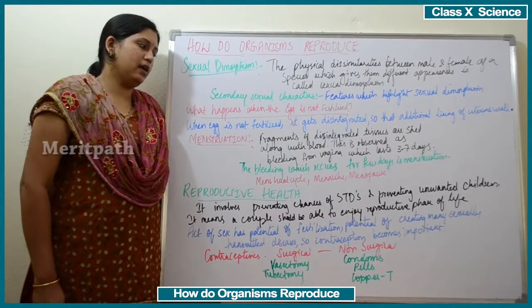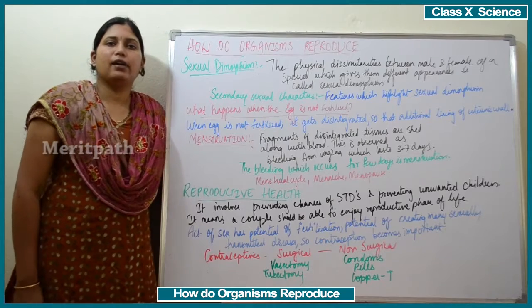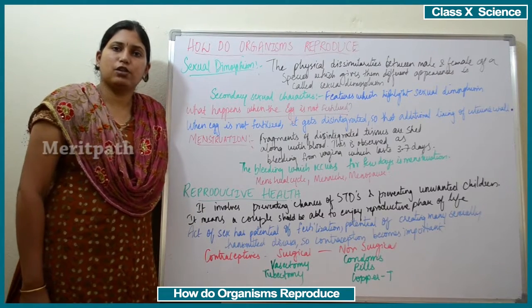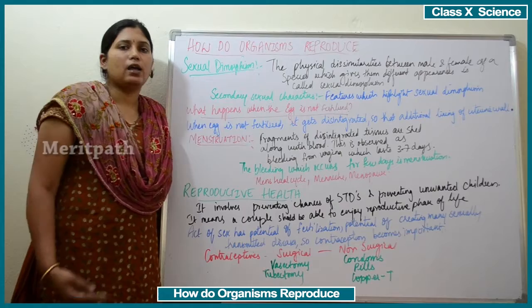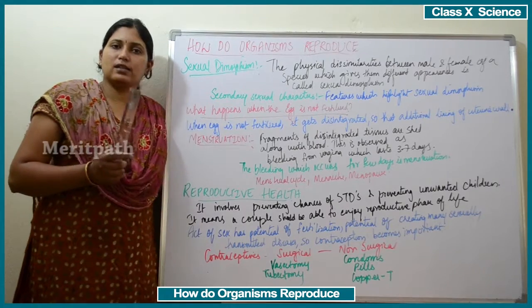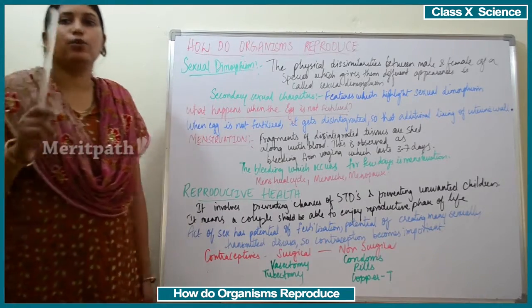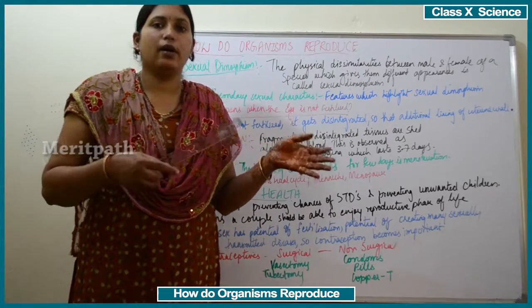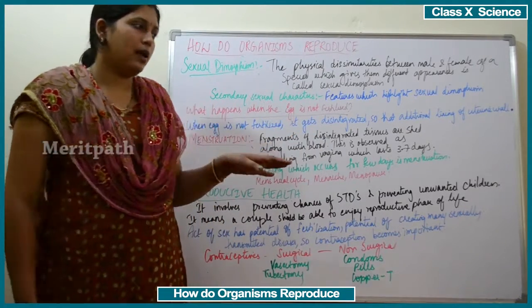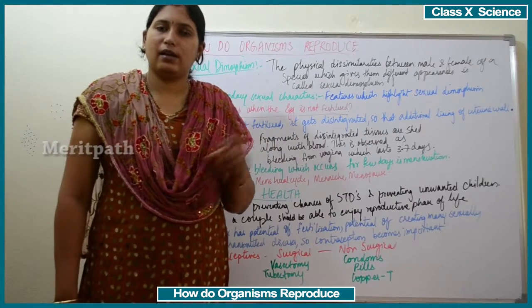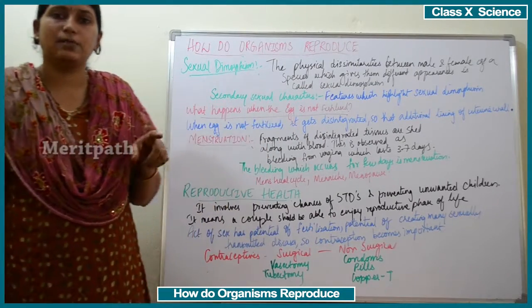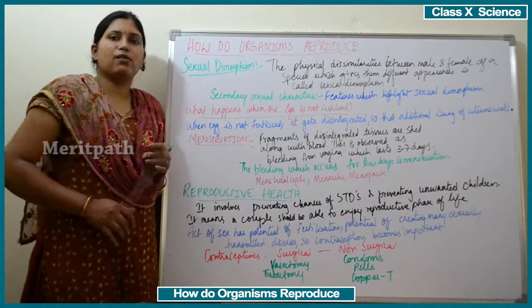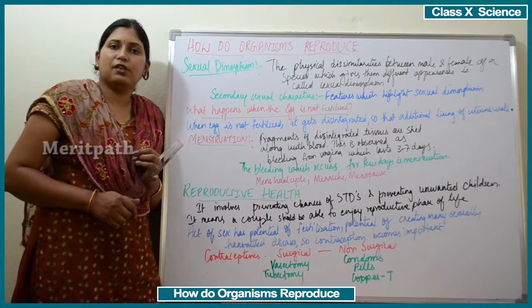Suppose somebody is pregnant and they have determined the sex of the fetus, and they find out that the fetus is female and they do not want a female child. Then what do they do? Surgically they go and remove the fetus. That is female feticide, the killing of the female fetus. This is increasing nowadays in India very much.